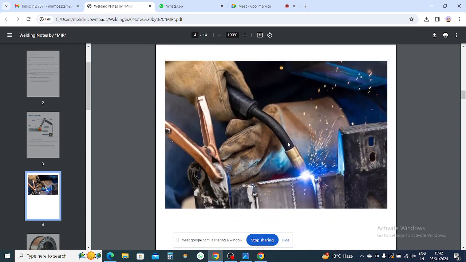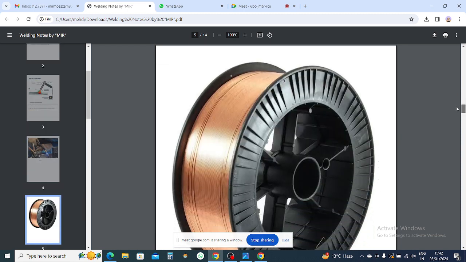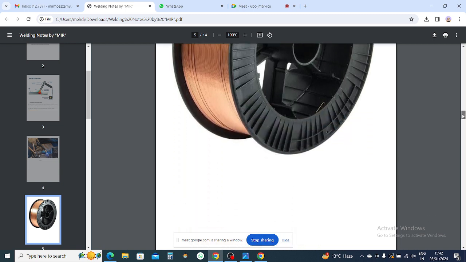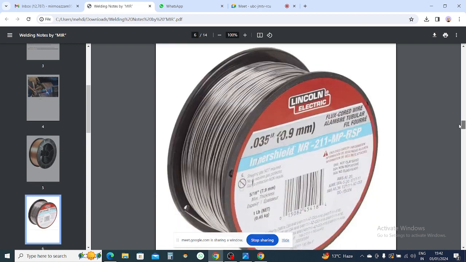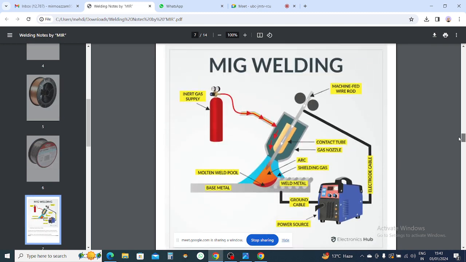So let's look at MIG welding. This is the torch and the electrode. These are the electrodes used in MIG welding. It's consumable: it melts and fuses to join two pieces. There are two types of electrodes used in MIG welding. Here we can see the inert gas cylinder, with CO2 and argon.